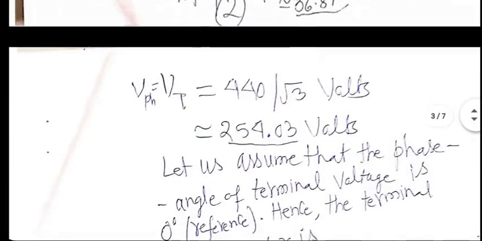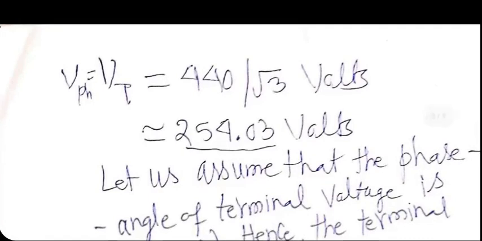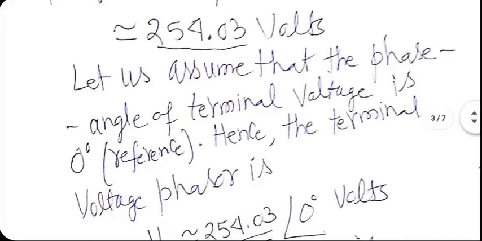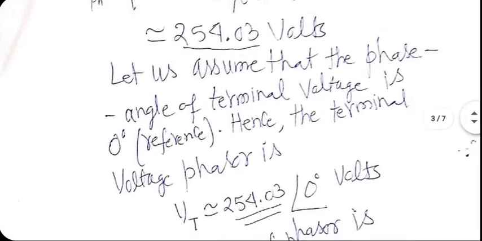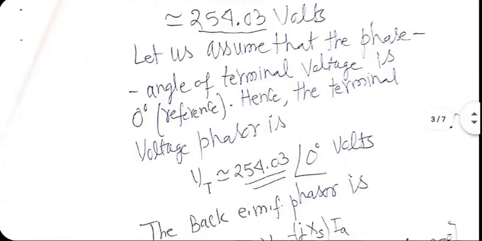Once you know that, VT is easy to figure out based on the equivalent circuit. No, sorry, VT is known anyway because it's a star connection. VT will be 440 divided by square root of 3. And we will assume zero phase shift in VT. Yeah, it's written here also. So VT will be 254.03 volts with 0 degree phase angle.